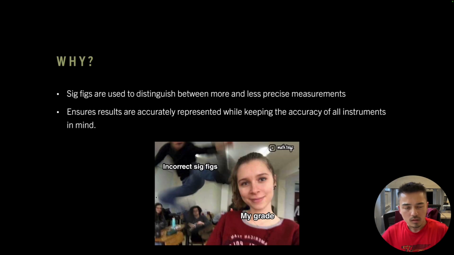So, first of all, why significant figures and why are they important? Significant figures are used to distinguish between more and less precise measurements, and they ensure results are accurately represented while keeping the accuracy of all instruments in mind. In the lab, you're going to be using a lot of different instruments, and all these instruments are going to have different accuracy with different decimal places. So it's in our best interest to make sure that we have a reliable and trustworthy answer while keeping all of the instruments in mind.